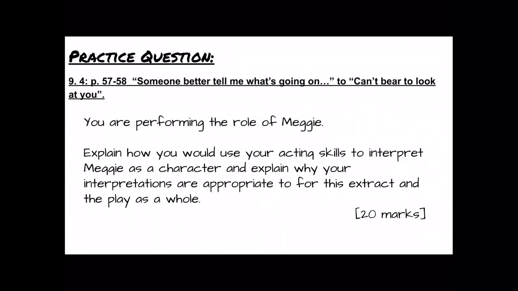So we have a practice question here that we're going to do, and it is for Meggie. It says, explain how you would use your acting skills to interpret Meggie as a character, and explain why your interpretations are appropriate for this extract and the play as a whole. If you want to look at the scene, it's on pages 57 to 58, that's the extract we're focusing on, and the lines are there. I do apologise, but for this question it should say describe how you would use your acting skills. So let's just bear that in mind as we go through the model.